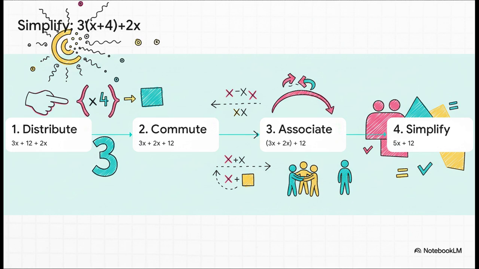Next up, the commutative property lets us reorder the terms. Remember, that lets us change the order, so we can put the x's together. Then the associative property lets us change the grouping, so we can actually combine them. And what's the result? A much simpler 5x plus 12. See? Every single move we made had a reason, a rule behind it.